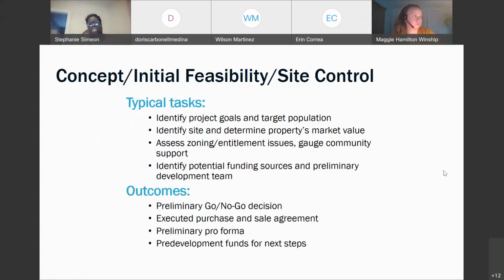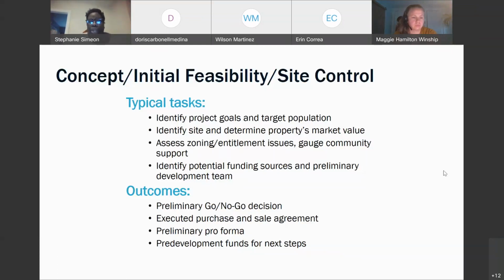So, still in our initial feasibility, some of the things that you want to start going through, again, is this a go or no go? So you constantly want to be putting your project through this litmus test. Now, here's the things you need to keep in mind. This does not mean you're doing this all internally, right? Right here, under the third bullet, we say assess zoning, entitlement issues, gauge community support. You are still doing community engagement and outreach during this feasibility process.